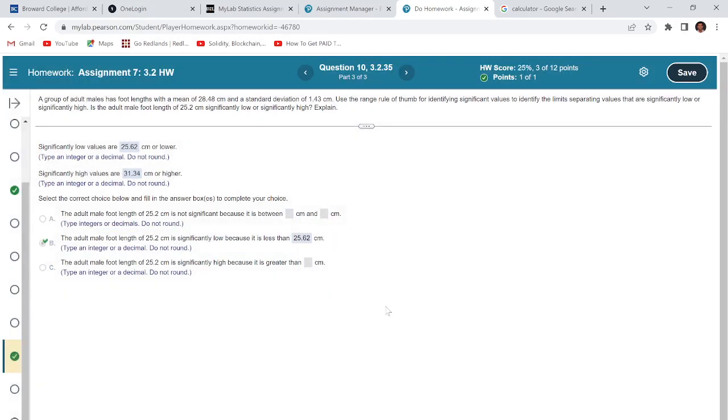Okay, so that's how we can find measures of variation. We can find the standard deviation, range, and variance.